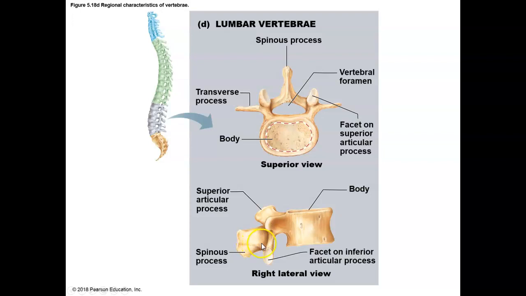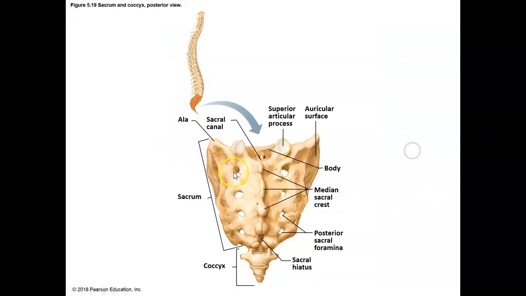So lumbar vertebrae have very pointed spinous processes, much shorter. They have a much bigger body than thoracic vertebrae. Lumbar vertebrae don't have the facets on the transverse regions because they don't attach to the ribs. Lumbar vertebrae, to me, kind of look like a cow. So much larger, the ears are bigger, and a cow lumbers around, so that's how I always remember lumbar vertebrae. And then we have the sacrum and that little tiny structure called the coccyx.